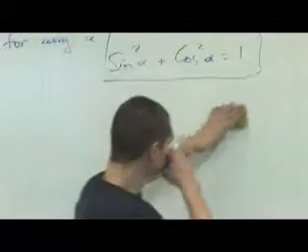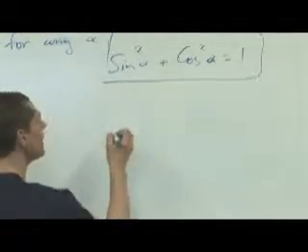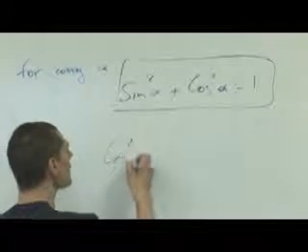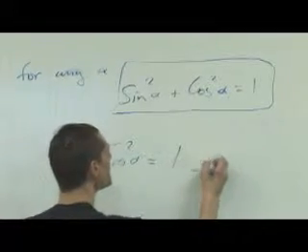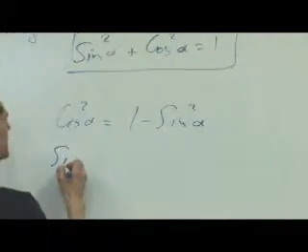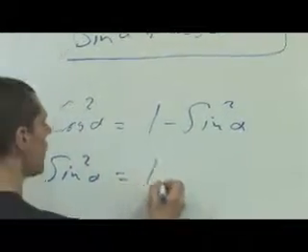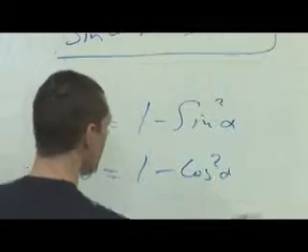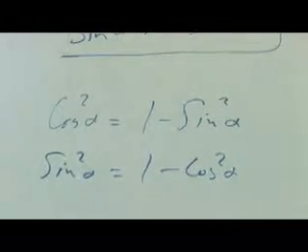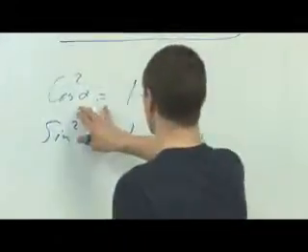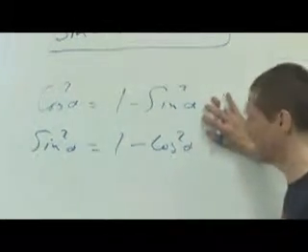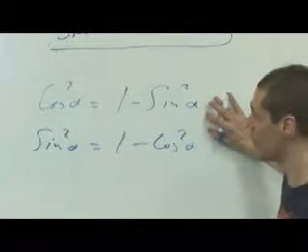Because this is true, think of what can happen. This means subtracting sine squared from both sides. We have cosine squared alpha is equal to 1 minus sine squared alpha. And similarly, we have sine squared alpha equals 1 minus cosine squared alpha. These things are just going to start showing up a lot. When you see cosine squared alpha, it may be the case that you need to think of this in terms of 1 minus sine squared. It just depends what it's going to be.